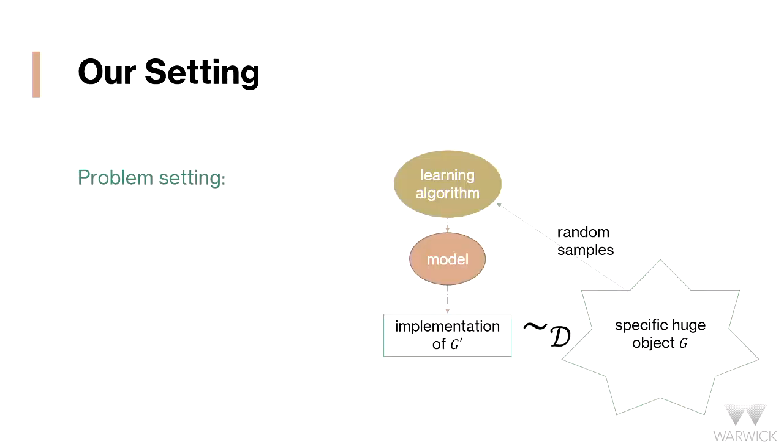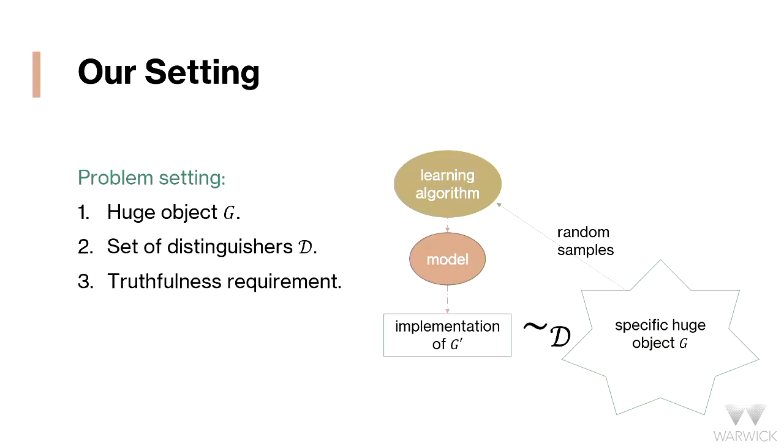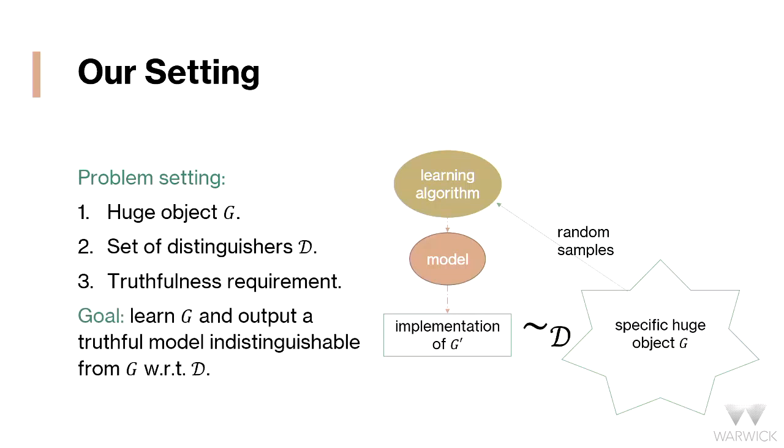So now I can talk about the problem setting. We have a huge object, a set of distinguishers, and sometimes some truthfulness requirements. Our goal is to learn this huge object and then output a model that can generate this G prime that is indistinguishable from G. So are there any questions about the model?